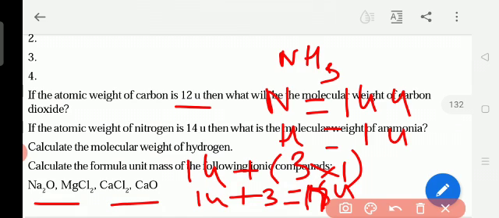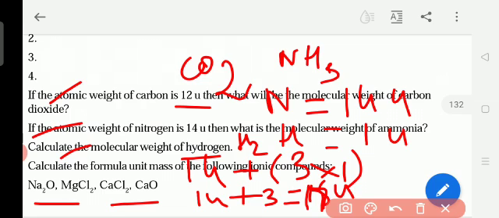And carbon dioxide, hydrogen means H2, carbon dioxide CO2. Okay, so write it in the science note, keep the heading and complete all these questions. Write in the notebook. Thank you, students.